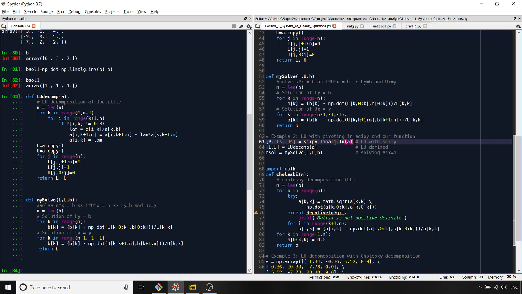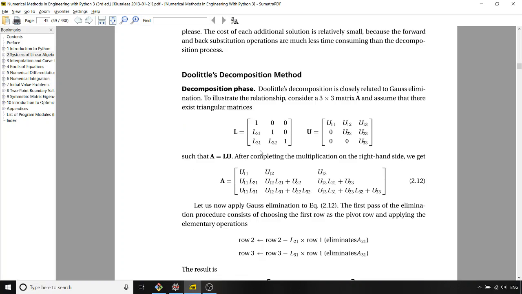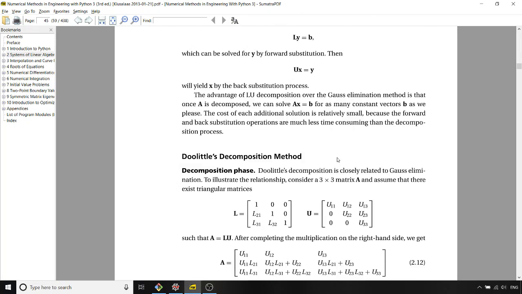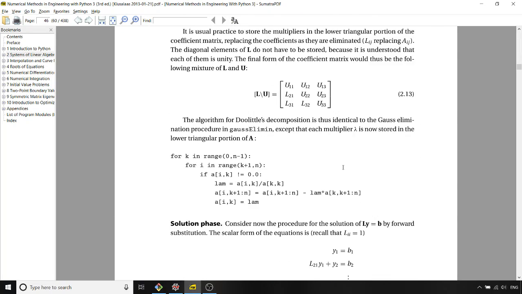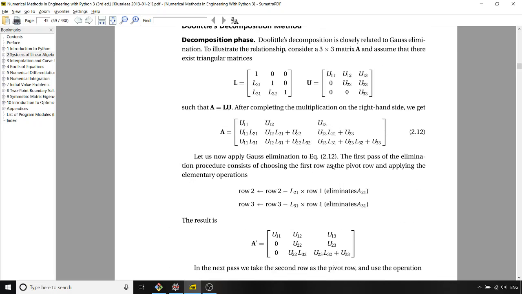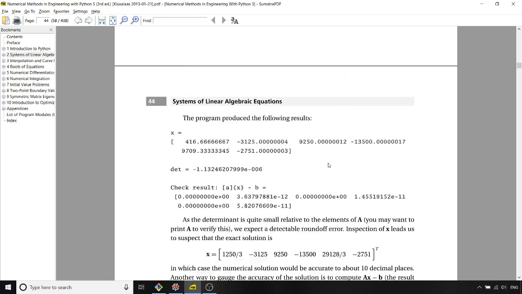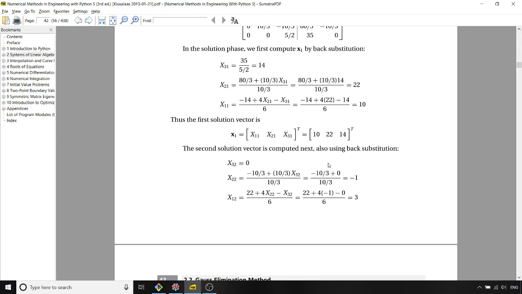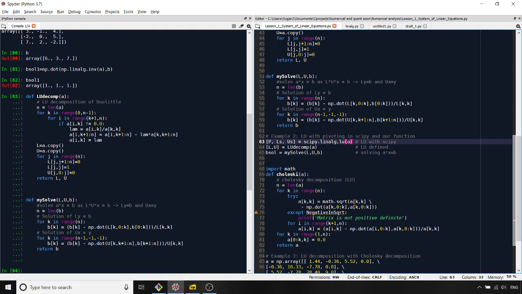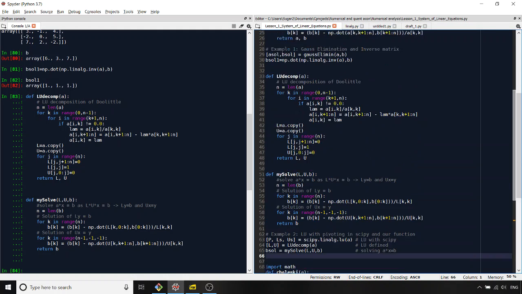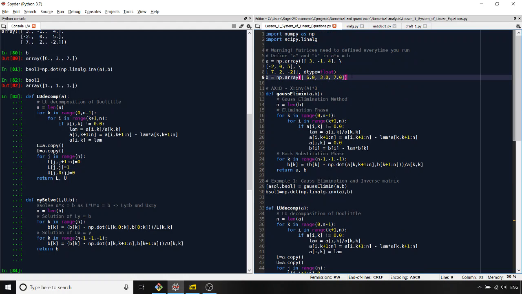Pivoting means you swap the row or column. So if you are here, where is our A matrix? Okay, we can talk on an example. So let's define our A matrix here.